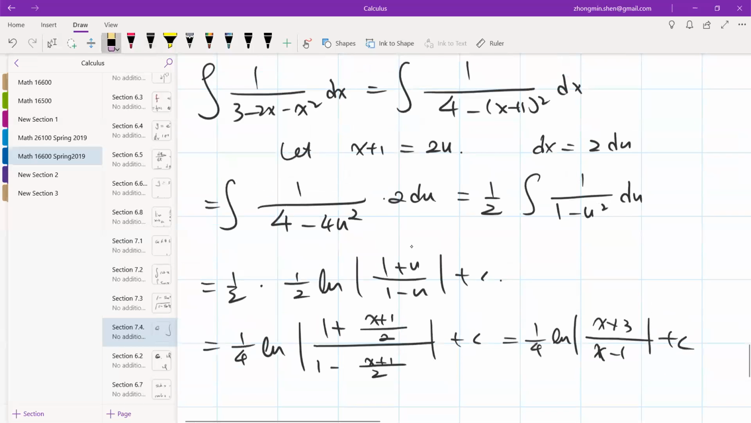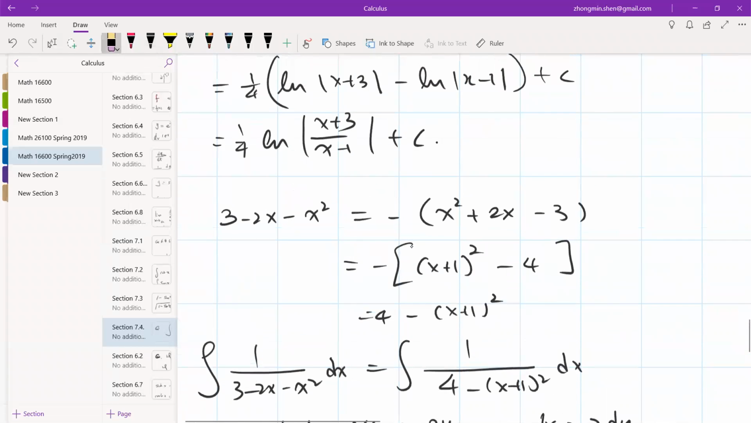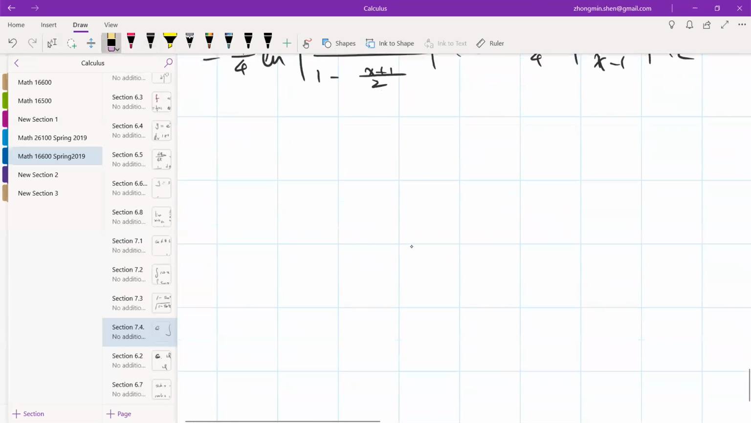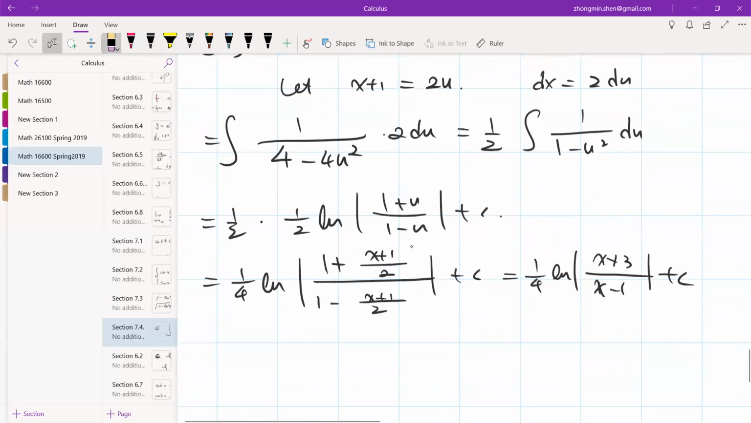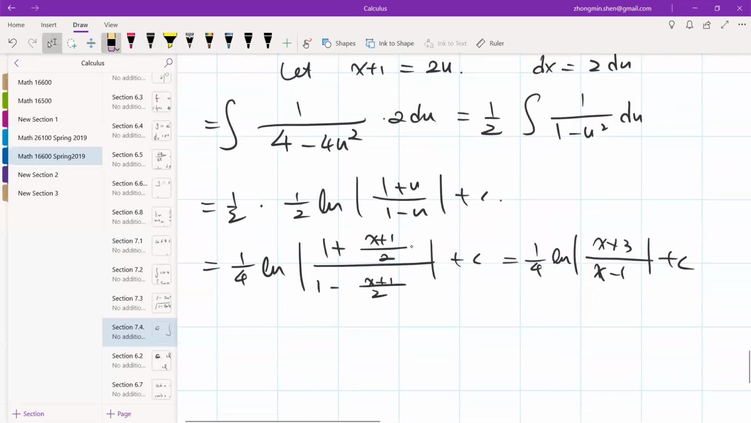Let's compare what we got. x plus 3 is on the top, x minus 1 is at the bottom. Yeah, we get the same result. So it doesn't matter which way you do it, you will get the same result.